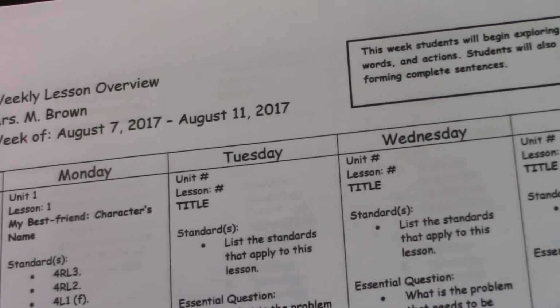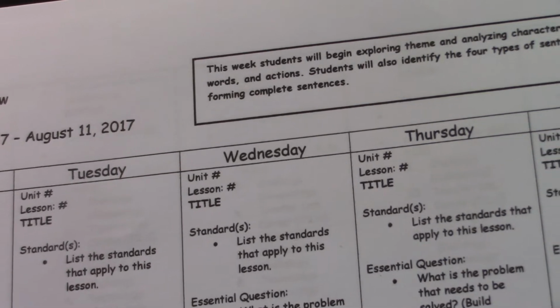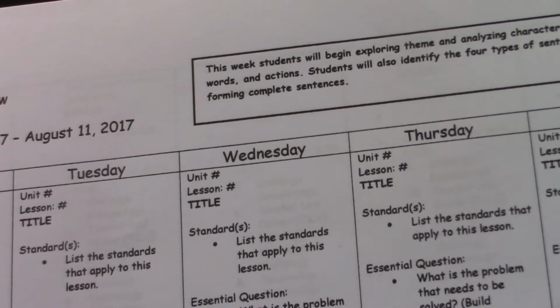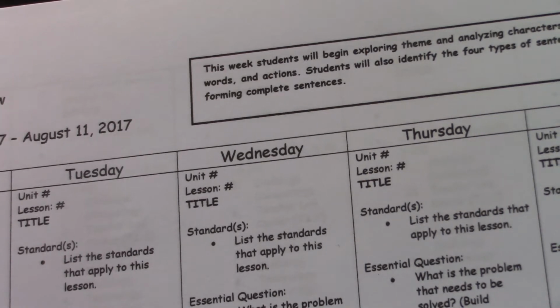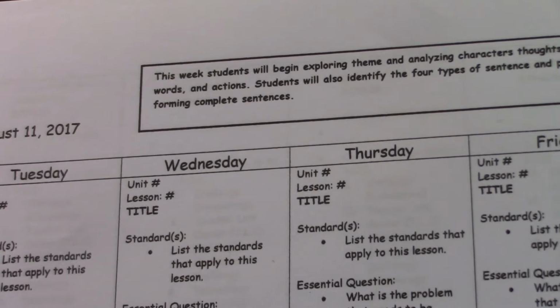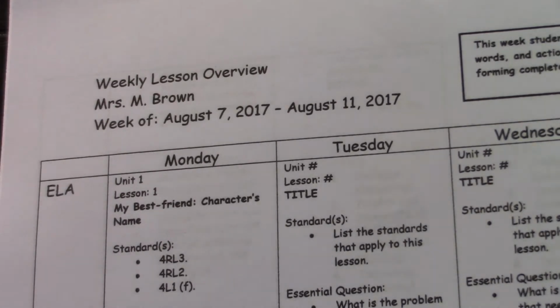On the side, meaning to the right, I have a box. In the template, it is empty, so you can edit it to best fit you. And I change this weekly. Now, some things within the box may stay the same. However, it just depends on the pace that I'm going for a particular standard. So the example that I put here is that this week students will begin exploring theme and analyzing character thoughts, feelings, words, and actions. Students will also identify the 4 types of sentences and practice forming complete sentences. So that gives a general overview of the week.